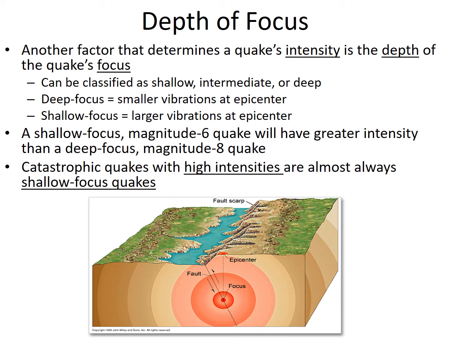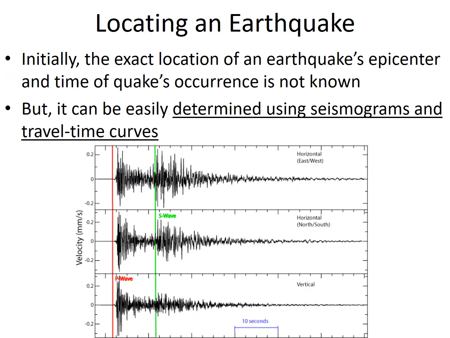At a shallow focus, a magnitude 6 quake will have greater intensity than a deep focus magnitude 8 quake. So the deeper the focus, the less we feel on the surface. Catastrophic quakes with high intensity are almost always shallow focus quakes. So those quakes that cause the most damage are generally shallow focus quakes, meaning they're close to the surface.